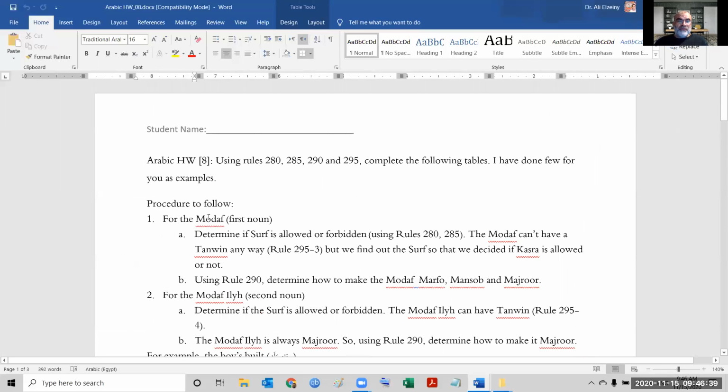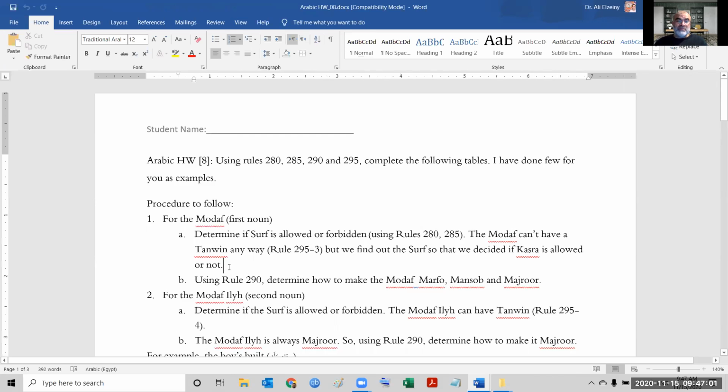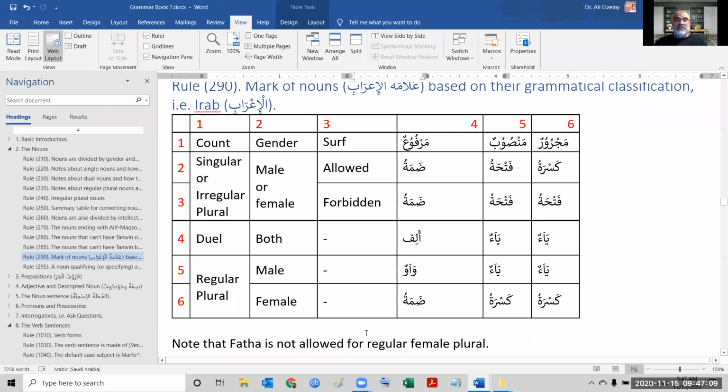Procedure number 1 for the first noun. What do we do? Determine if sarf is allowed or forbidden using rule 280, 285. You might ask me, the mudaf can't have a tanween already. Yes, but we find out so that we decide if kasra is allowed or not. In other words, if we go back to the table here, you see that the marfu', mansub, majroor, okay?